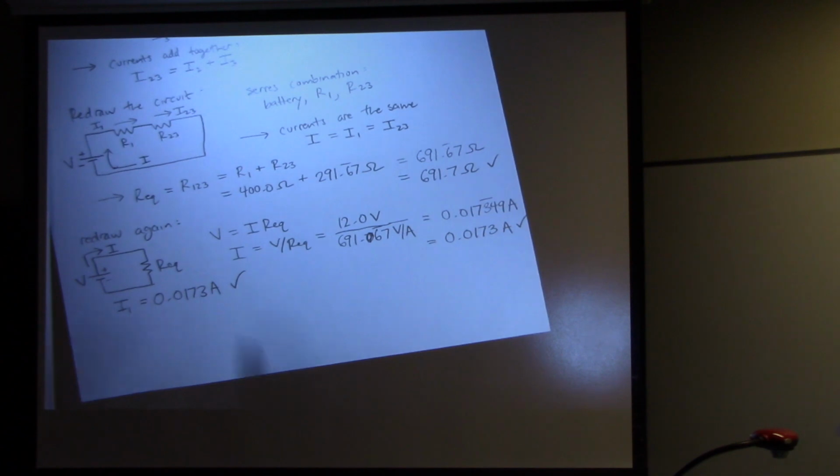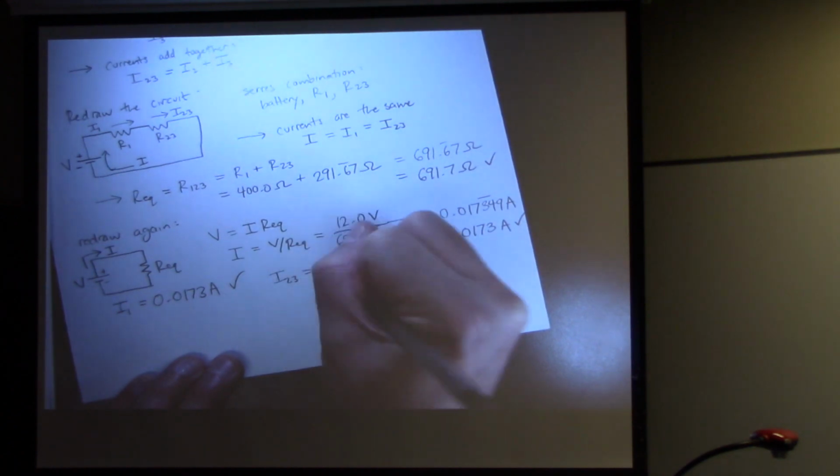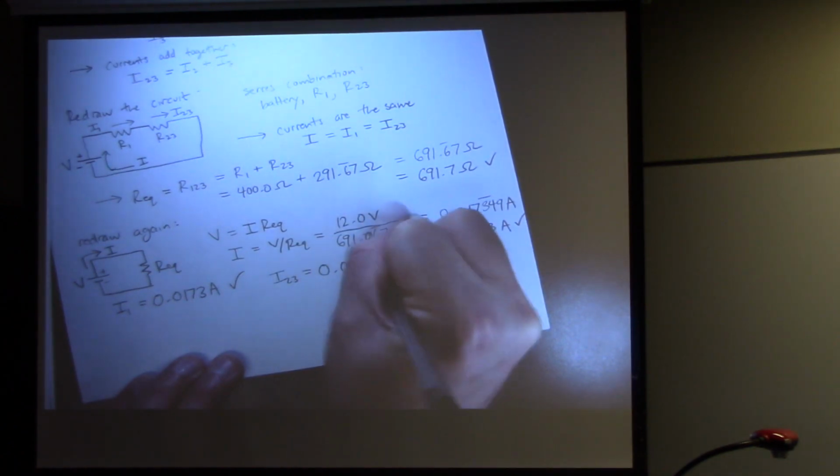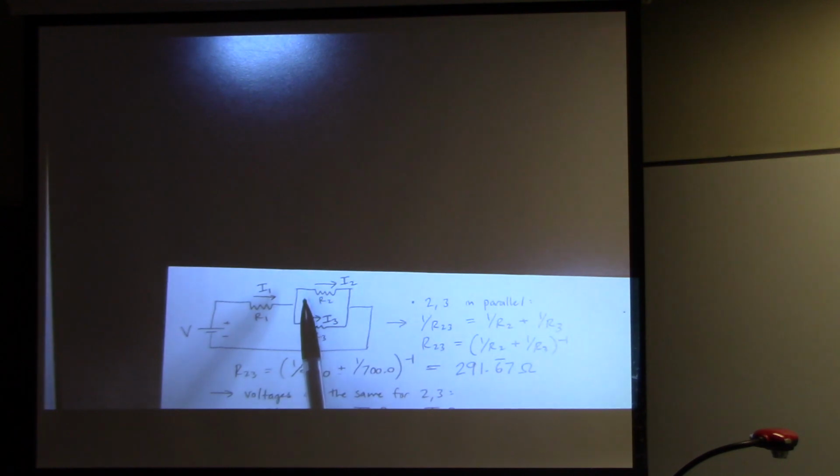And now we have 2 more currents to figure out. So I23 is the same thing. Let's write that down. Okay, so the remaining currents to find are I2 and I3. So just to remind you, those are the individual currents flowing through resistors 2 and 3.